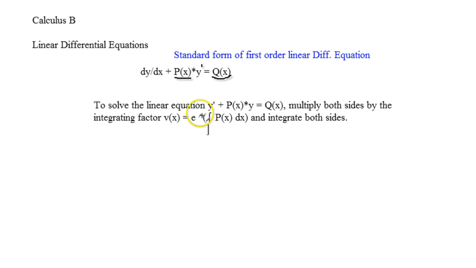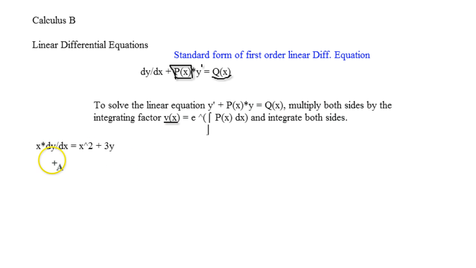So to solve the linear equation y prime plus p of x times y equals q of x, multiply both sides by the integrating factor v of x. Some people call it p of x, some people call it whatever. We're just going to call it v of x. And now this is going to be e to the power of the integral of p of x dx, which is the same one right here. So the integral of this dx, and integrate both sides. We're going to see how that works by working on this problem.